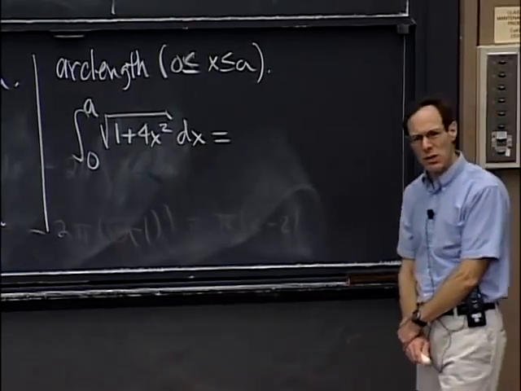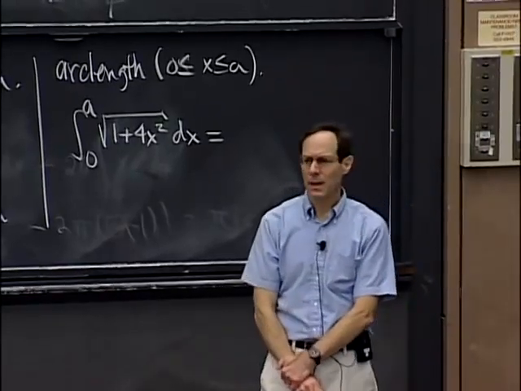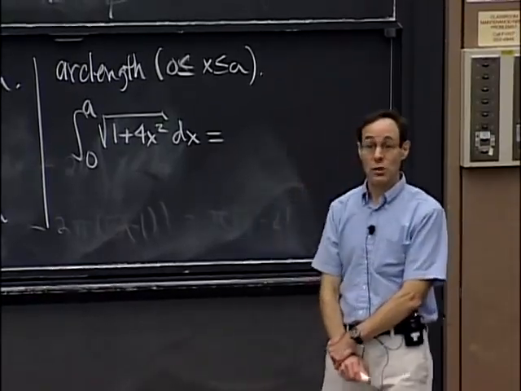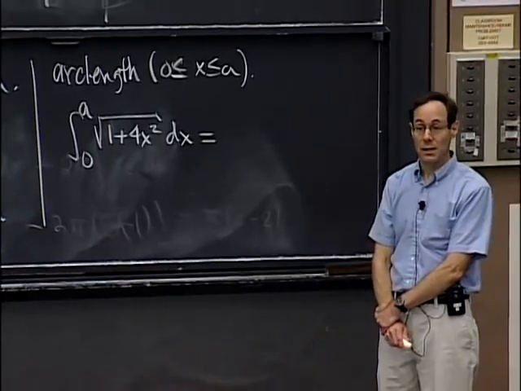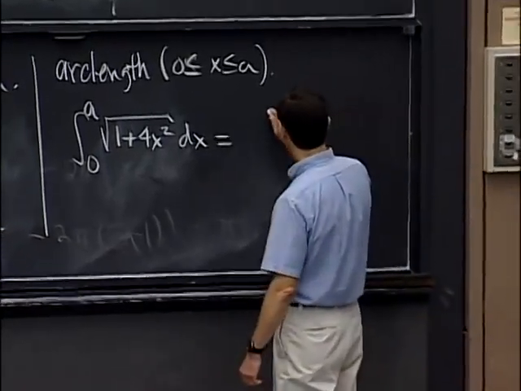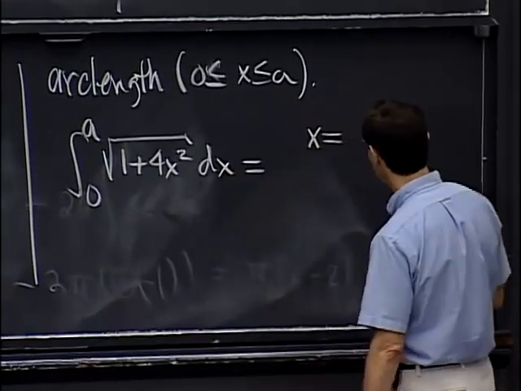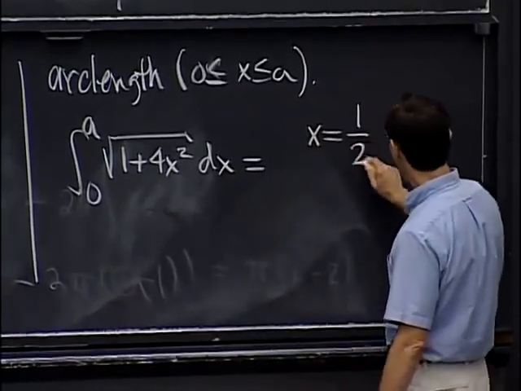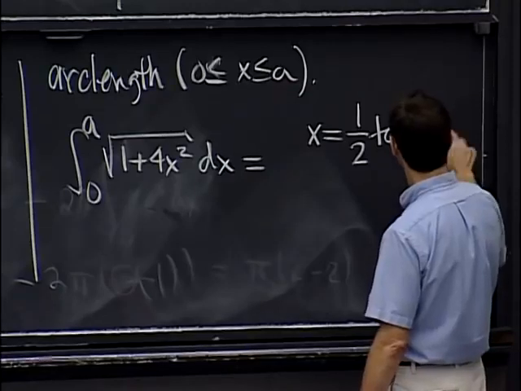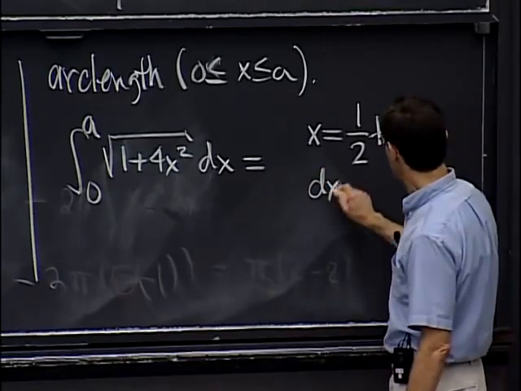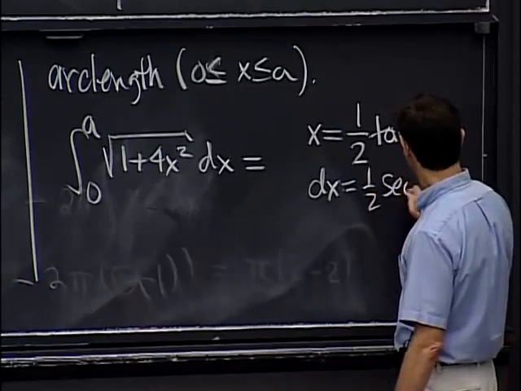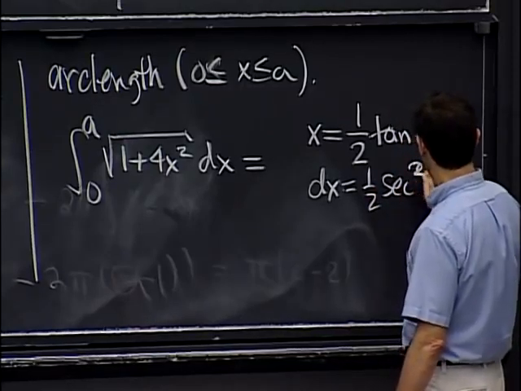The first step is what? A substitution. It's a trig substitution. And what is it? x equals something times tan theta. I claim that it's a half tan, and I'm going to call it u because I'm going to use theta for something else in a couple days. So this is the substitution. And then, of course, dx is equal to a half secant squared u du, etc.